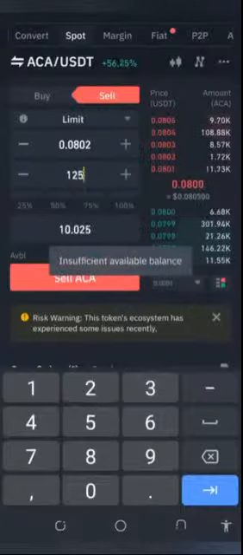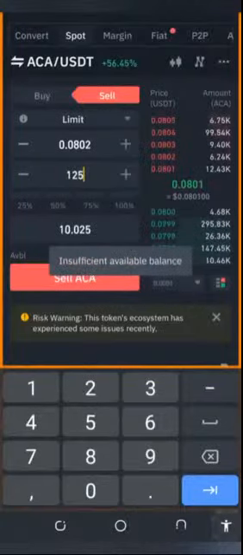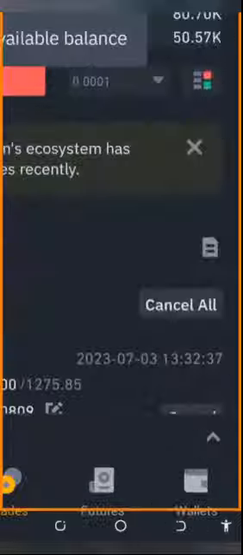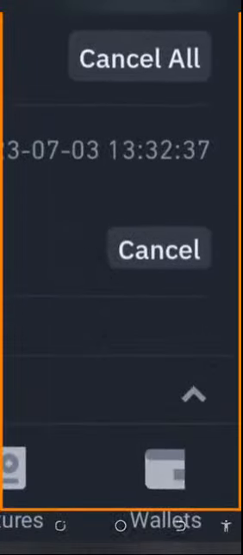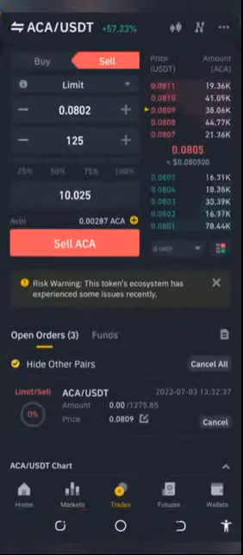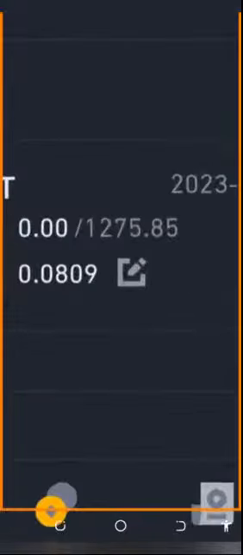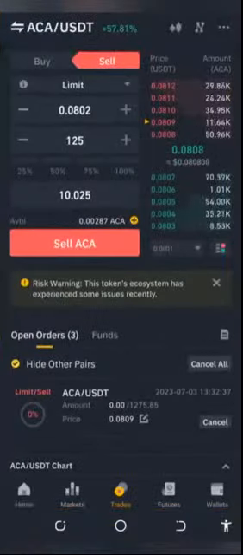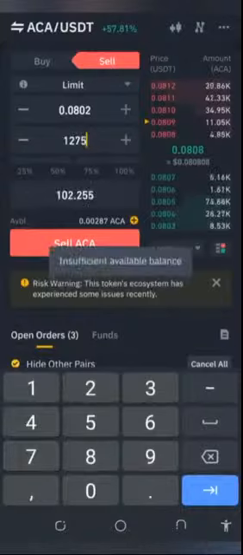125. Am I right? Let me check it again. I'm not sure. Let me see. I think I'm excited, you know. Let's see. We're talking about 1275, okay? 0.85. 1275.85. We're currently in profit.